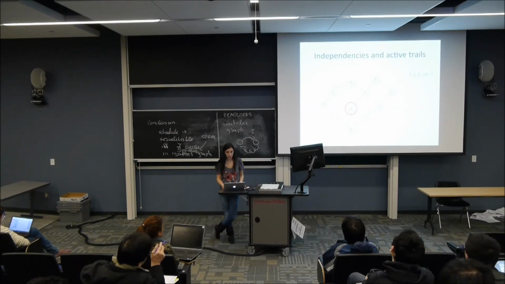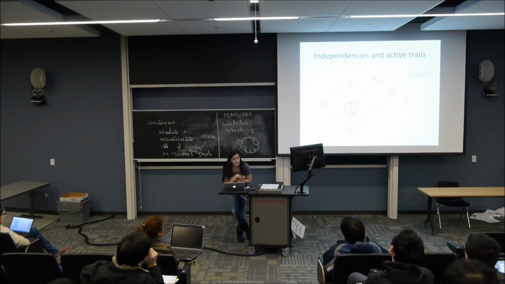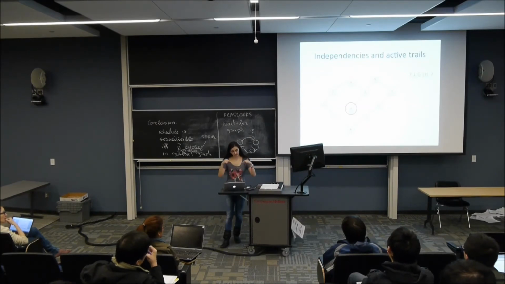So the active trail lies between D. It doesn't matter. So there are two cases, right? One case is when you have a V structure, so both arrows are pointing to the same node. And in all of the other cases, if you don't observe the middle node, it's an active trail.